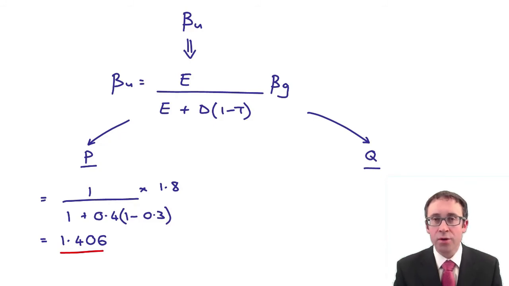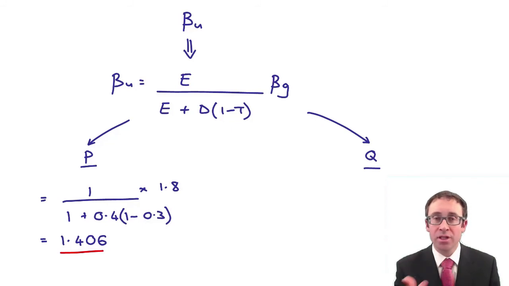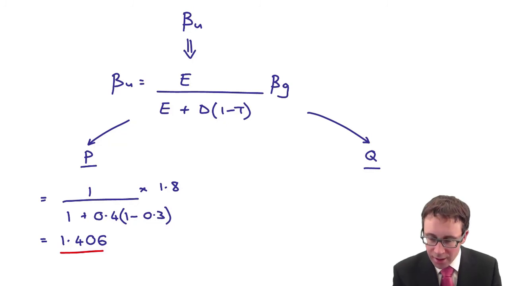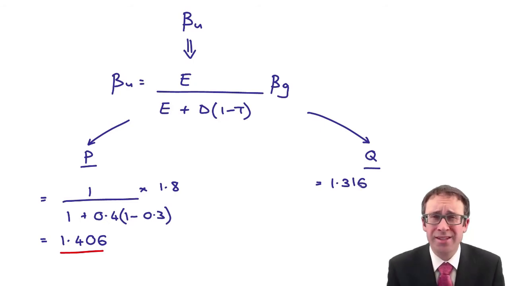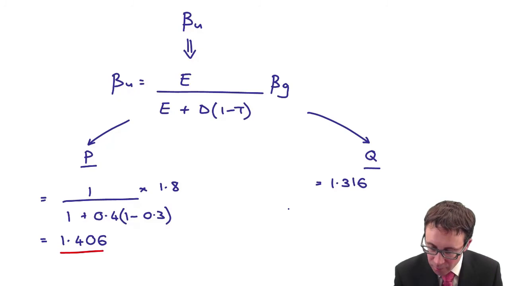In terms of Q, why don't you go through and try and work out the ungeared beta, or the asset beta, for Q. I would stop the video and then restart it in a moment once you've worked it through. Did you stop it? I hope you did. I think you should find that for Q it's 1.316. I've just rounded it to 3 decimal places. I think in the answer it does it to 2. You just need to follow what you have within the exam question.